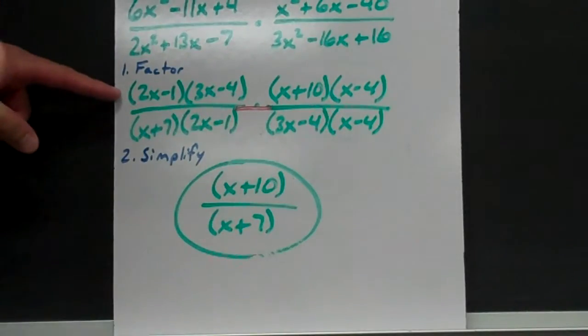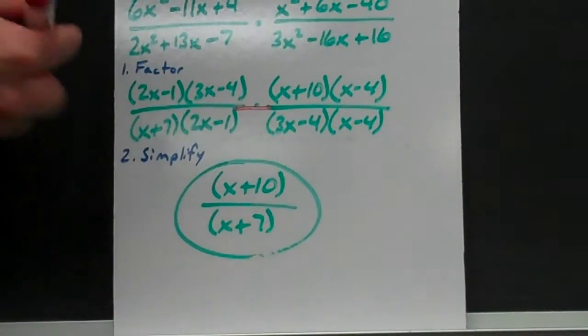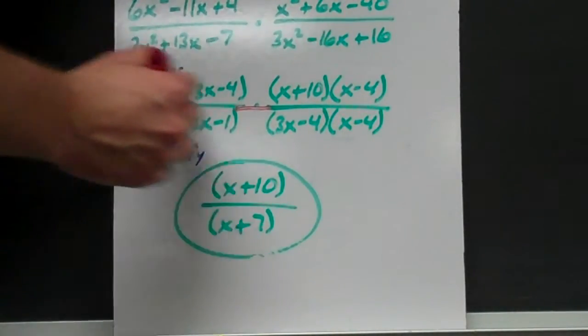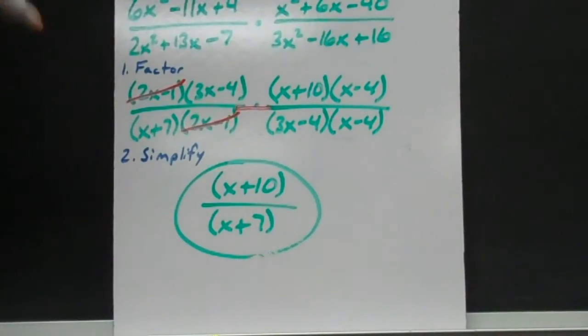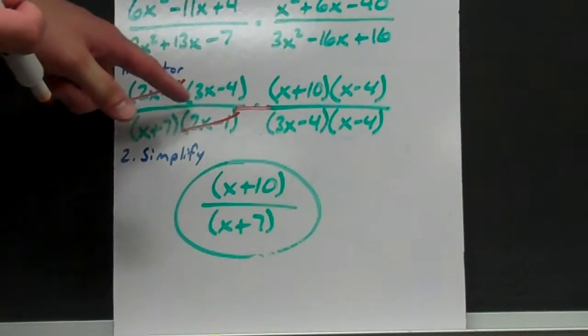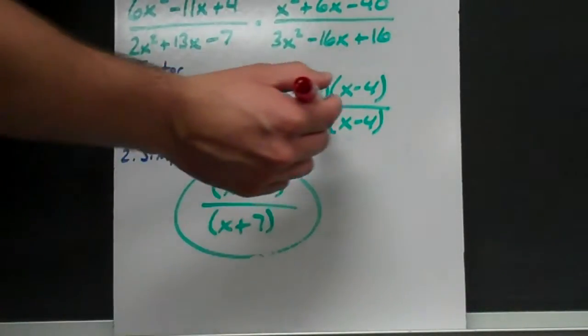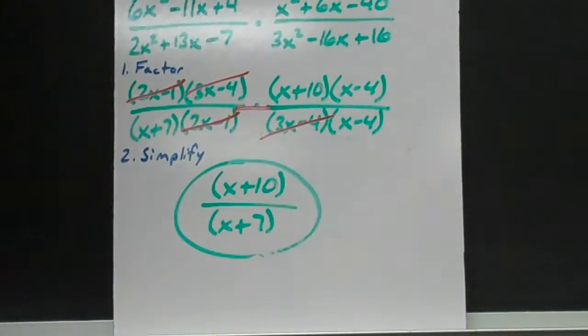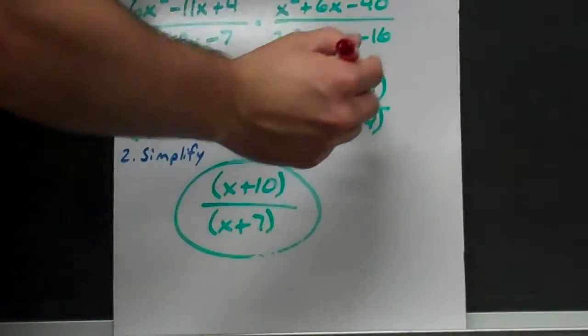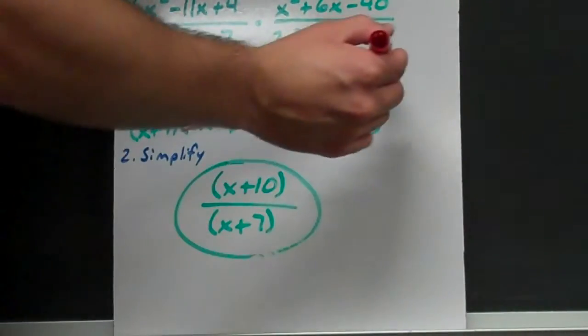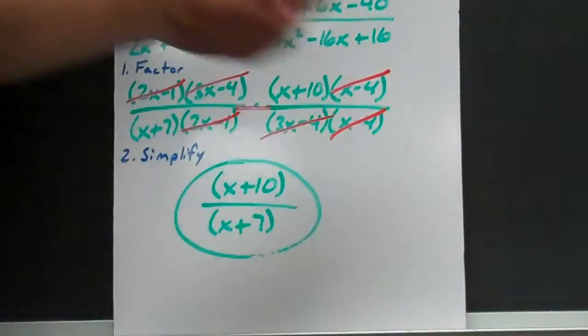We have a 2x minus 1 on top and a 2x minus 1 on the bottom. Those can be eliminated. We have a 3x minus 4 on top and a 3x minus 4 on the bottom. We can get rid of those. We have an x plus 10 on top, but we do not have an x plus 10 on the bottom, so that has to stay. We have an x minus 4 on top and an x minus 4 on the bottom. We can get rid of those.